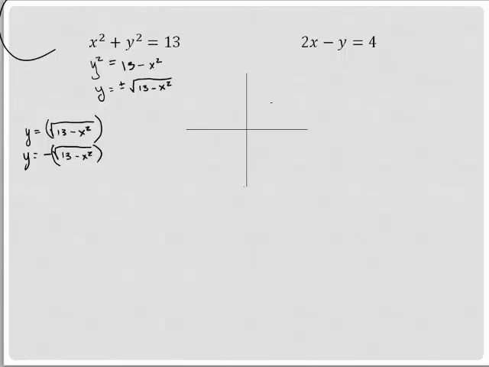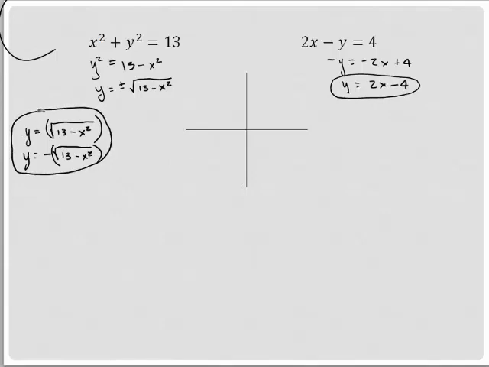Now we also have this one that we have to change over. So we'll have negative y equals negative 2x plus 4. And we'll change that to y equals 2x minus 4. So these three equations, this one and these two, you're going to put into your graphing portion of your calculator where it says y equals. And then hit graph, and let me show you what the graph should look like.